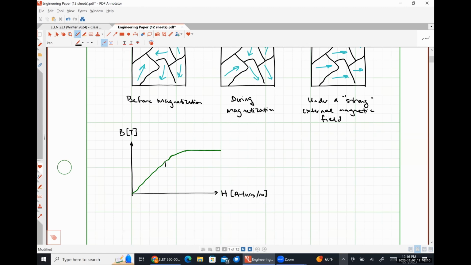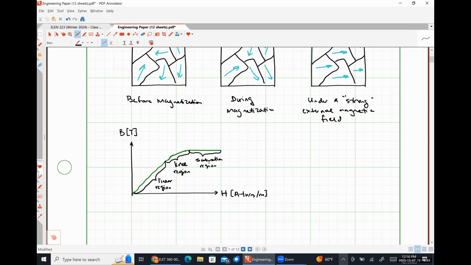So here we have what's called the linear region. So this is where our field lines are starting to line up. Then we have the knee of the curve, where we're about to hit saturation. And then finally, we hit the saturation region, where an increase in our H field no longer causes an increase in our B field.